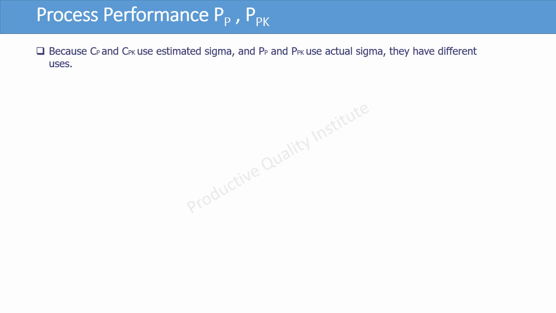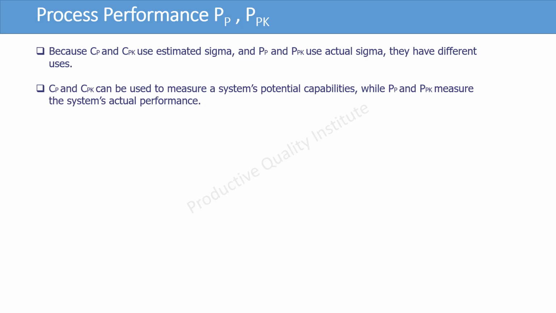Because CP and CPK use estimated sigma, and PP and PPK use actual sigma, they have different uses. CP and CPK can be used to measure a system's potential capabilities, while PP and PPK measure the system's actual performance.